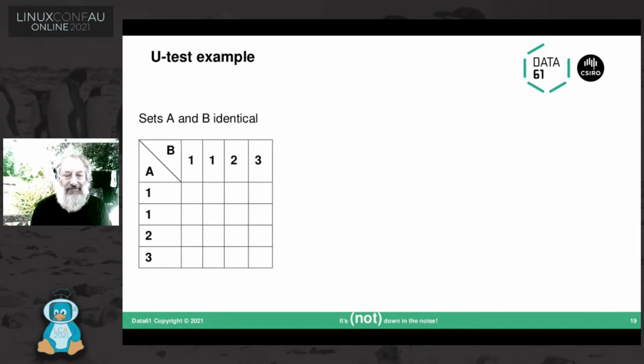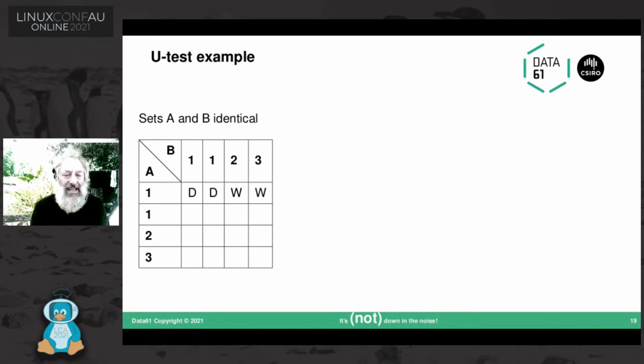I'll give you an example. In this case, sets A and B are identical. We can think of this as the number of seconds to do something. So B takes 1 second, then 1 second in the next measurement, 2 seconds in the third measurement, and 3 seconds in the fourth measurement. And likewise for A.